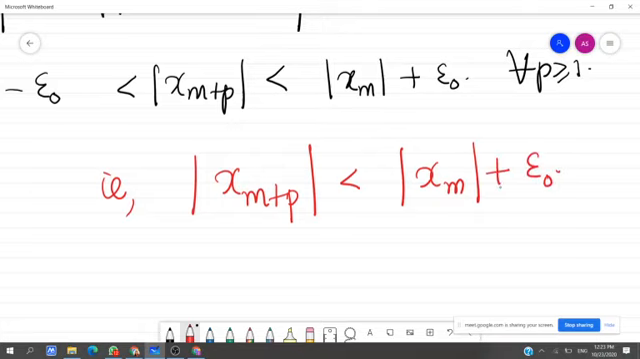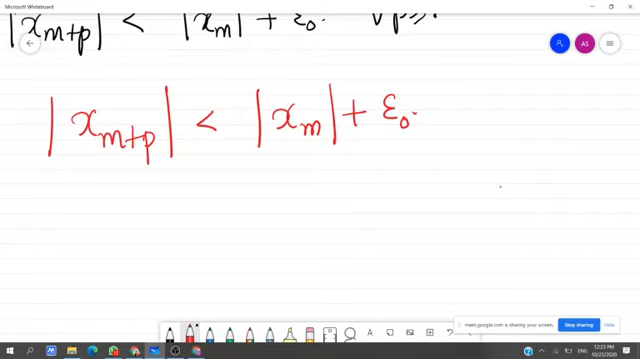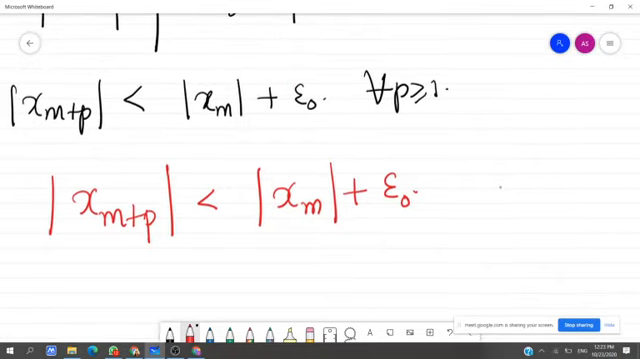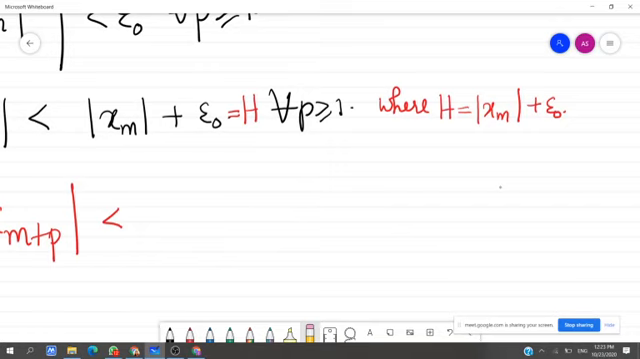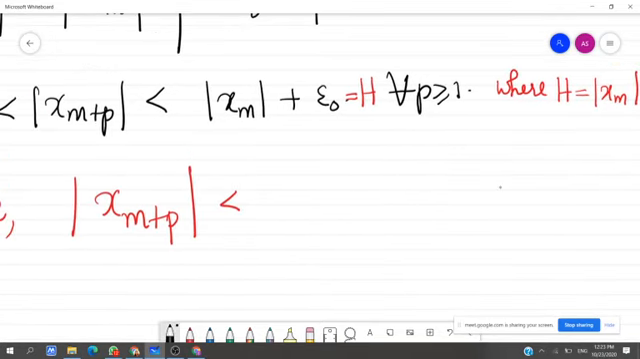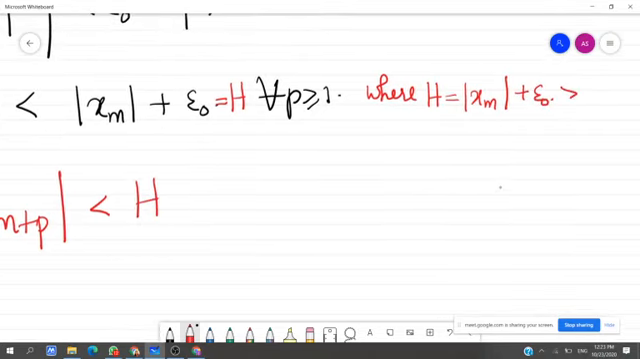This value is a particular value, so we can give it a name. Suppose this is equal to capital H. What is H? H is a particular value, modulus of xm plus epsilon naught. Epsilon naught is a particular positive real number chosen at the beginning, and the mth term we have got from here. So we have that this is less than a particular H. H is a positive number, for all p greater than or equal to 1.